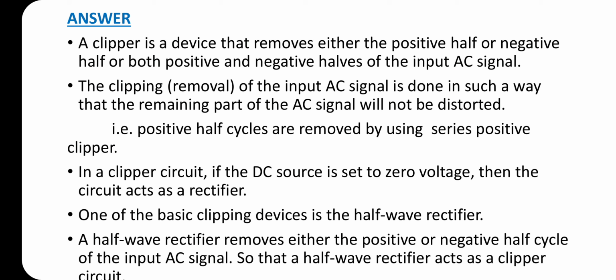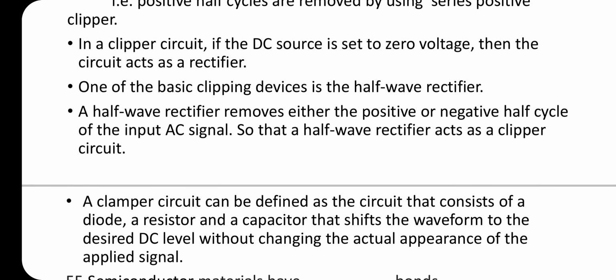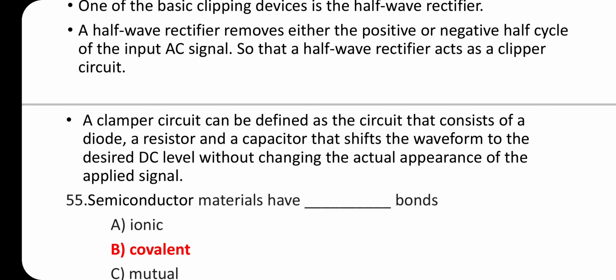That is, positive half cycles are removed by using series positive clipper. In a clipper circuit, if the DC source is set to 0 voltage, then the circuit acts as rectifier. One of the basic clipping devices is the half-wave rectifier. A half-wave rectifier removes either the positive or negative half cycle of the input AC signal, so that the half-wave rectifier acts as a clipper circuit.